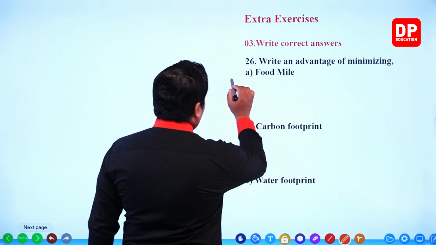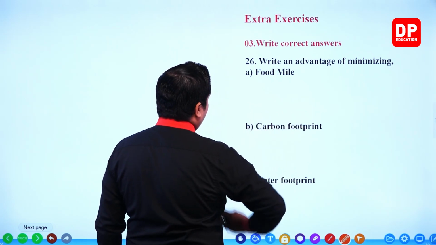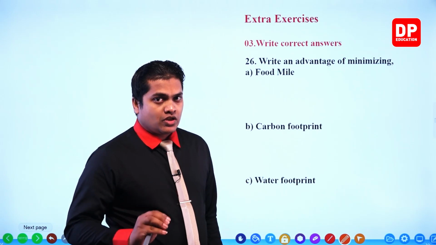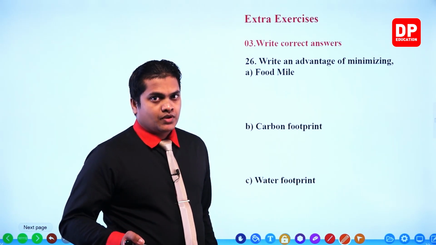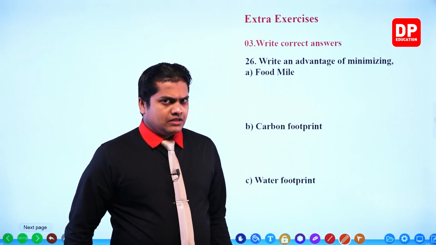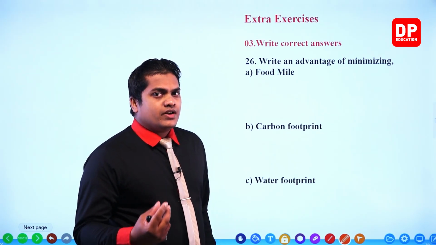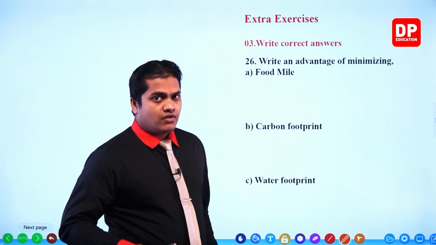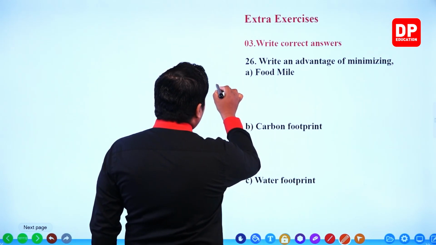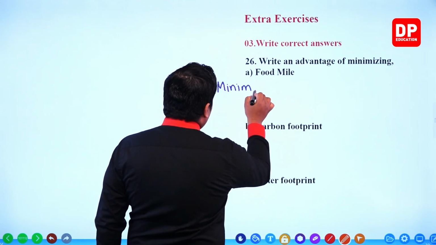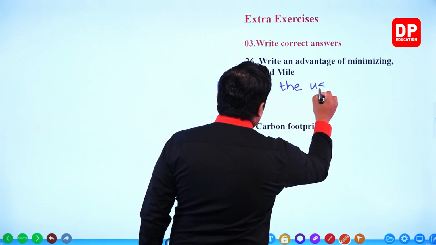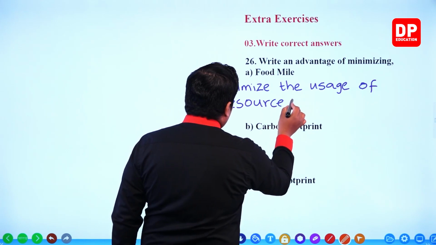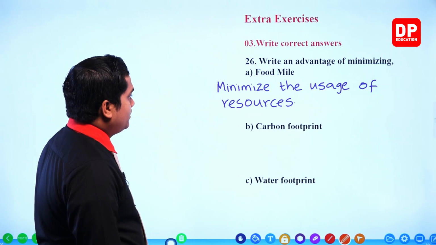Food mile. By minimizing the food mile, my dear children, we can utilize the energy sources up to their maximum potential. And the other thing is that we can use less amount of resources to gain more profits or to gain more advantages. So we can write the answer: minimize the usage of resources.